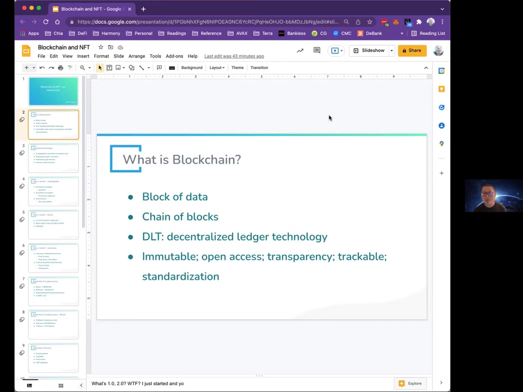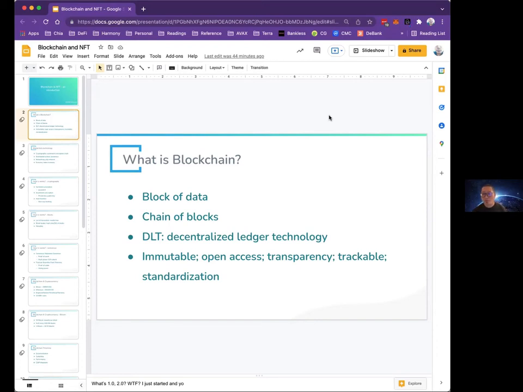Transparency is identical to the open access. Transparency means all the data on chain should be viewable by everyone. But transparency doesn't mean there is no privacy. That's a different topic. Transparency means all the data you can see, the account and the address, but you may not know who is behind the account and who is behind the address. But all the accounts, all the addresses, everything is transparent on the blockchain.